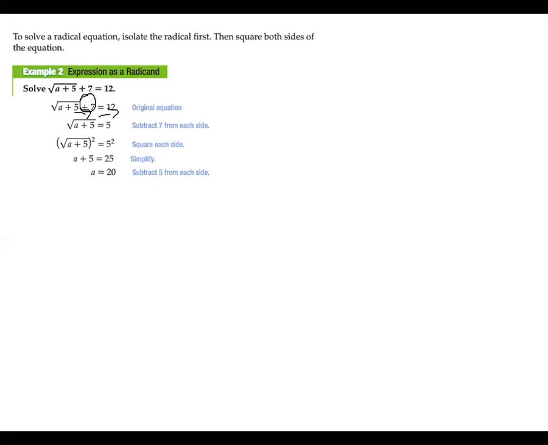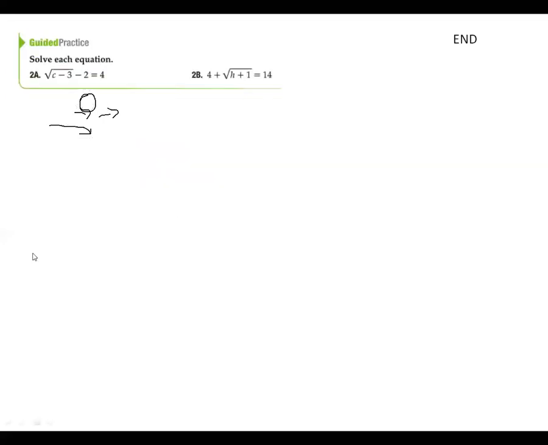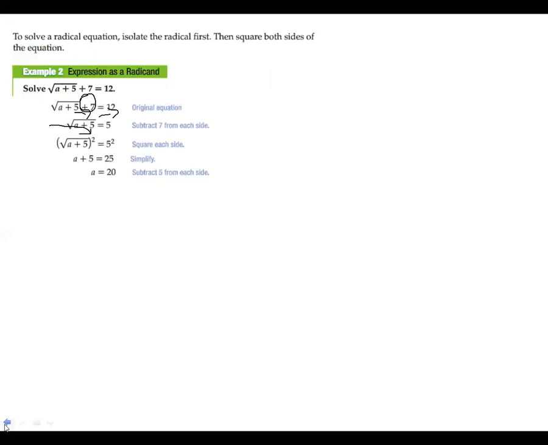Now the square root part is by itself on one side, and then you leave everything else out on the other side. Now you square both sides. So square root of a plus 5 squared gets rid of the square root, and 5 squared is 25. Now you simply subtract 5 from both sides, and you get a equals 20. So if a is 20, you can check it.